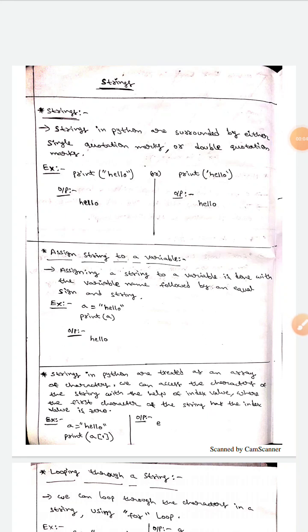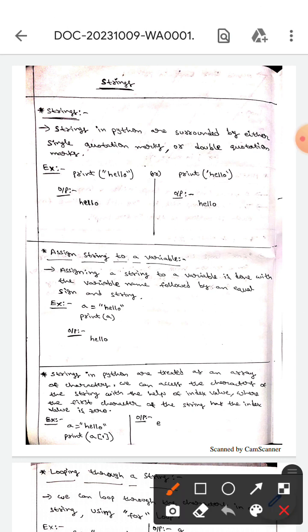Today we are here to discuss strings in Python. So let's get into the topic. Here, strings in Python are surrounded either by single quotation marks or double quotation marks, which means you can put strings in double quotation marks or single quotation marks. If you observe here, in both cases we put hello, this is the string, under double quotation marks here and in single quotation marks here. So hello will be printed, this is a string.